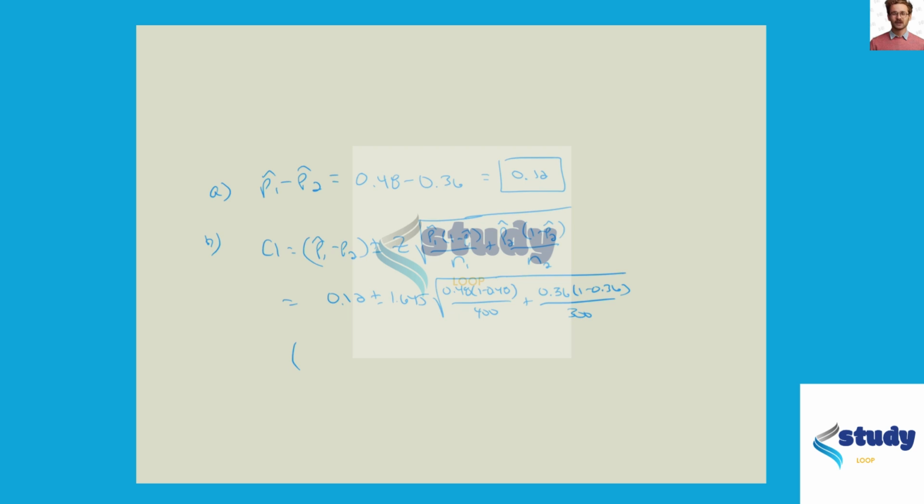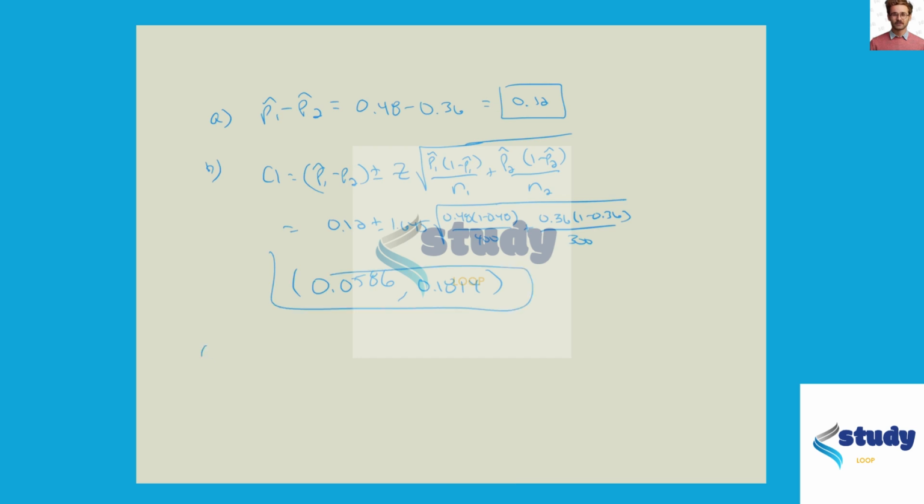So 0.12 minus 1.645 times the square root of 0.48 times 1 minus 0.48 over 400 plus 0.36 times 1 minus 0.36 over 300. And that is, I'll go to 4 places, but you can round however you like, 0.0586, and the upper boundary from adding is 0.1814.